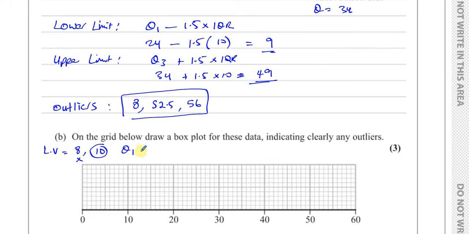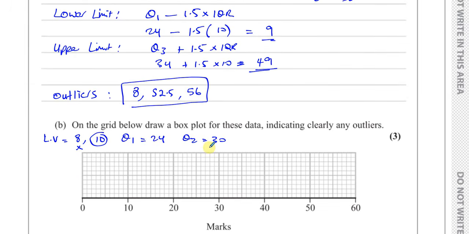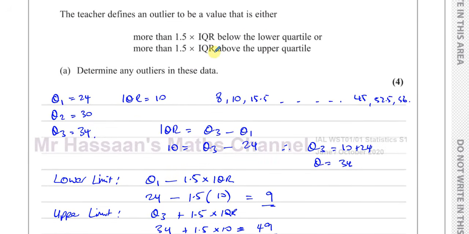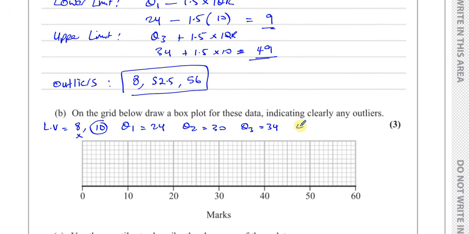We know that Q1 is 24. We know that Q2 is 30. Yep, and Q3 is 34. Now the highest value inside our range is 45. And then the outliers are 52.5 and 56. So these are the pieces of data that we have to include in our box and whisker plot.